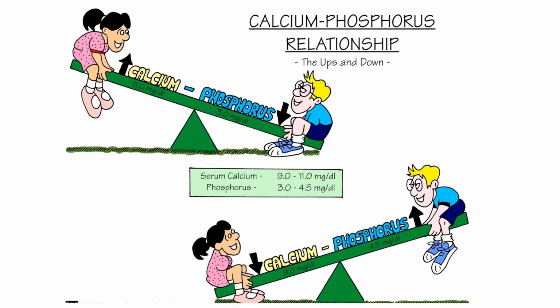But here is the trick. What happens to the calcium and phosphorus in your body? It is nothing but the seesaw effect. When the calcium goes up, the phosphorus must go down, and vice versa. That means when the calcium goes down, the phosphorus goes up. This balance is maintained by the body to ensure healthy bones and metabolism. So the calcium and phosphorus relationship is just like a seesaw, the seesaw effect.